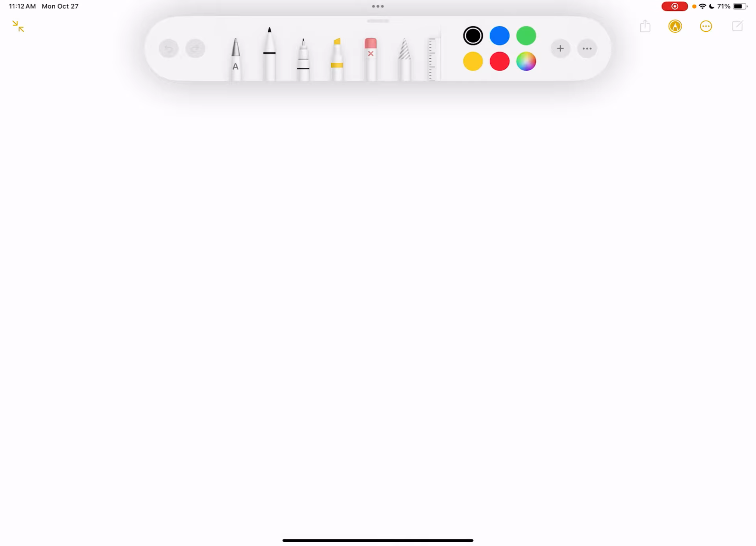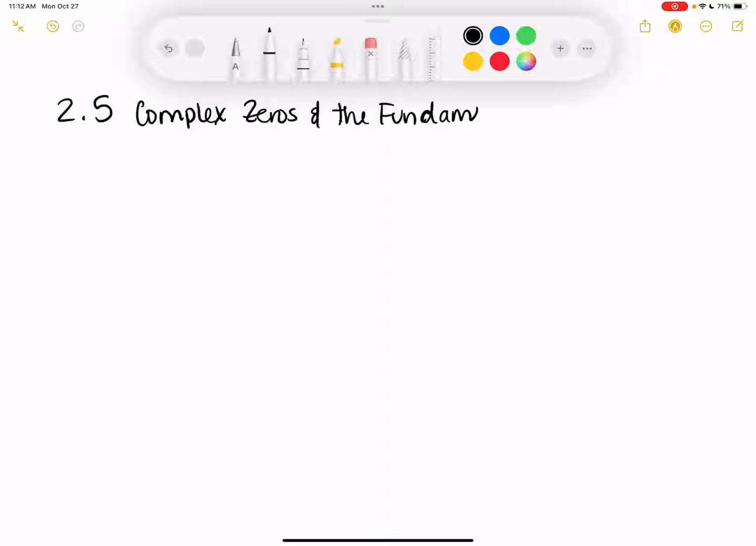All right, this is a pretty long section, so we'll see how much we get through today. But 2.5, complex zeros, and the fundamental theorem of algebra. So the first one's how to write the polynomial in standard form, identify the zeros of the function in the x-intercepts of its graph.